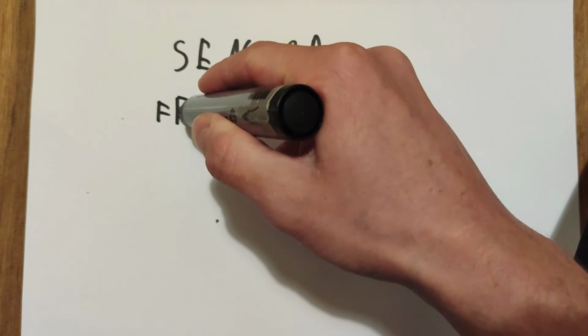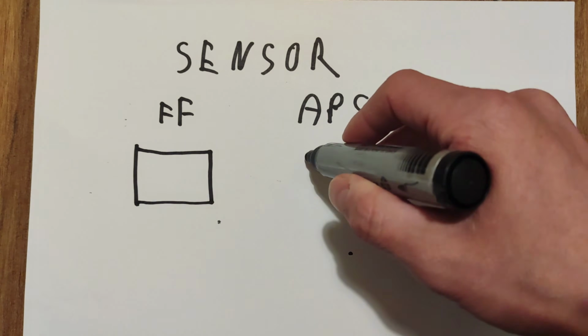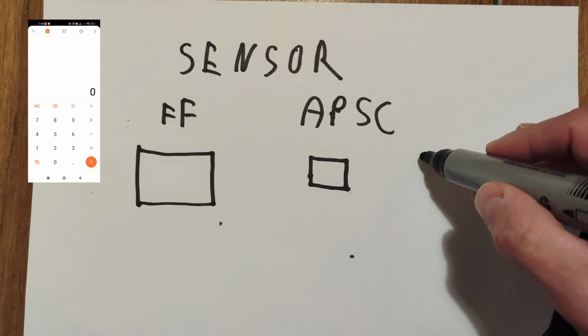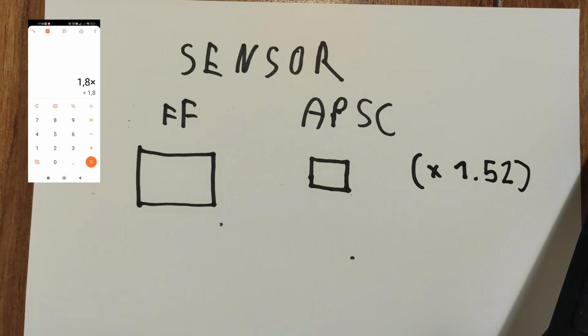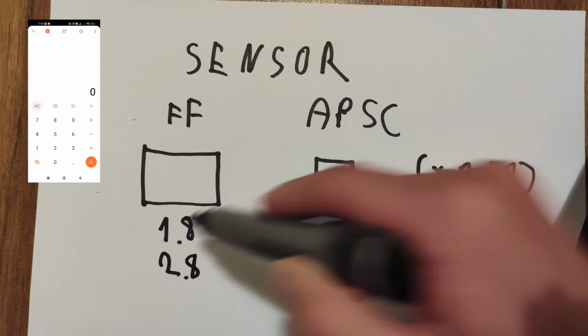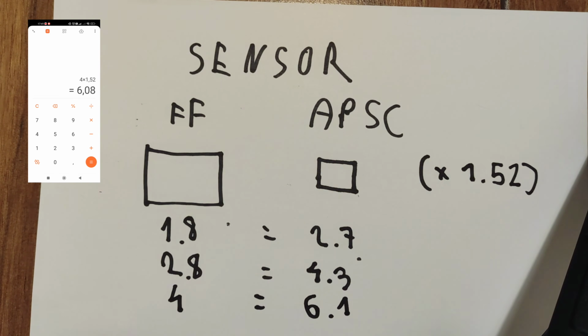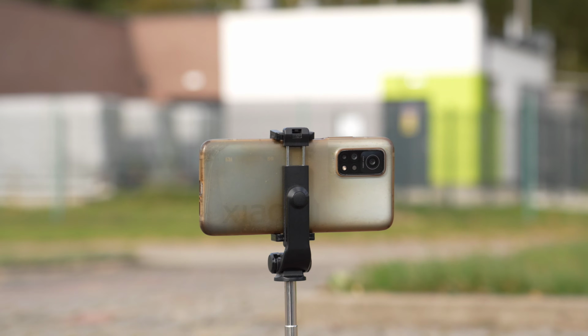The first important thing is the sensor size, and of course the full frame sensor is better for you, because with an APS-C sensor you have to multiply the focal length and also multiply the depth of field. So that's how it looks.